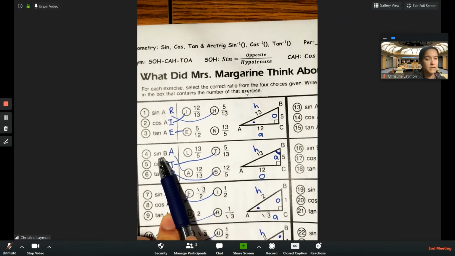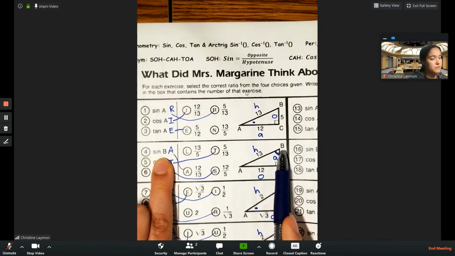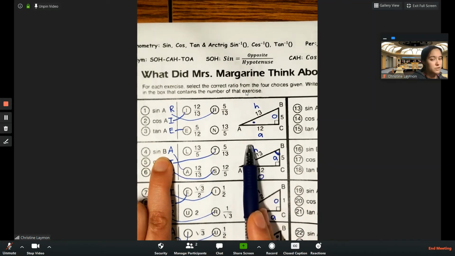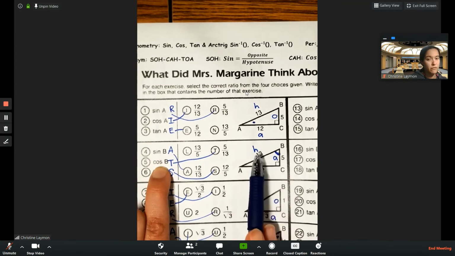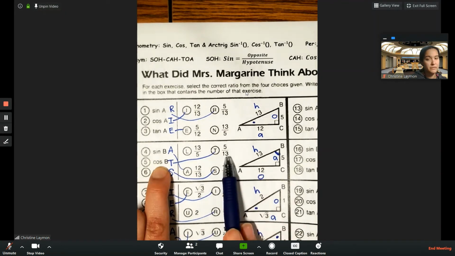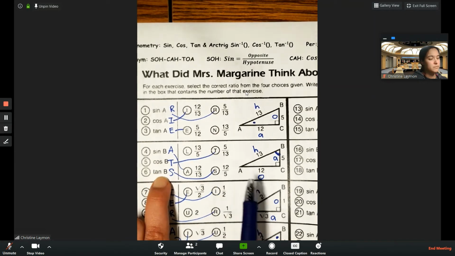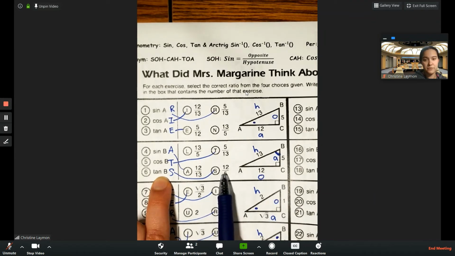Well, let's go ahead and fill these in. Sine of B, so I'm standing at B, sine is opposite over hypotenuse, O over H, so 12 over 13. Cosine is adjacent over hypotenuse, so 5 over 13. Tangent, opposite over adjacent, 12 over 5.